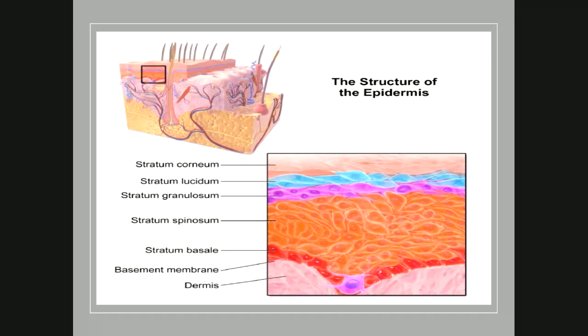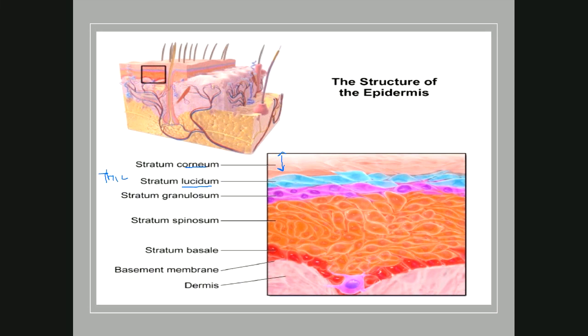So let's look at these. Remember the top layer, stratum corneum, and these are all those dead cells. It's very thick, you can't tell on this. Next one is the stratum lucidum. We only see that in thick skin, which is like the base of our hands and our feet.